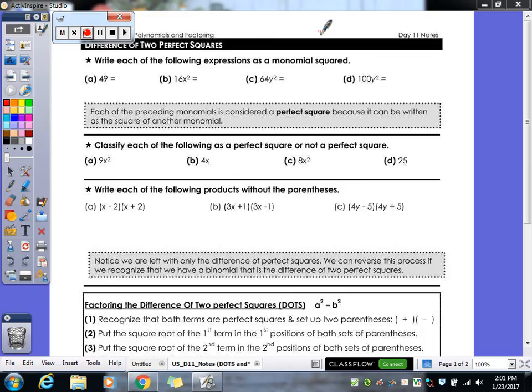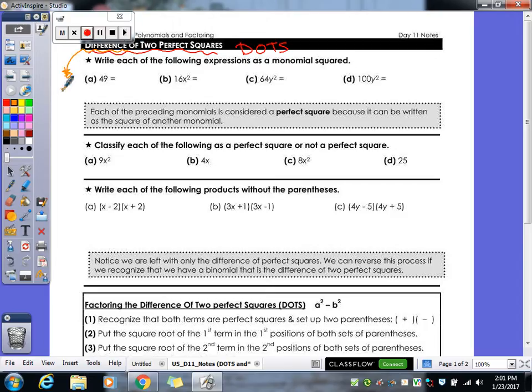So what we're working on today is our third type of factoring, and it's referred to as the difference of two perfect squares. A lot of times we refer to it just as DOTS. We just shorten it down to make it DOTS. A couple of key things in here is the fact that it says difference.